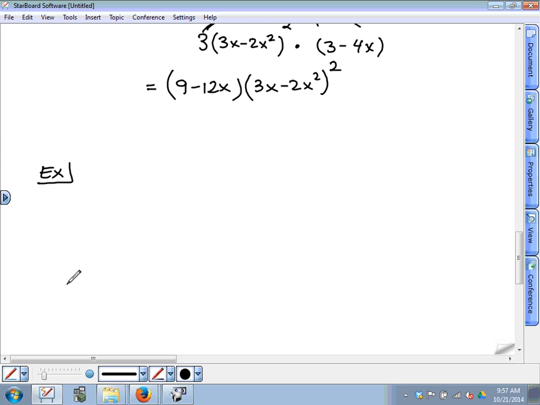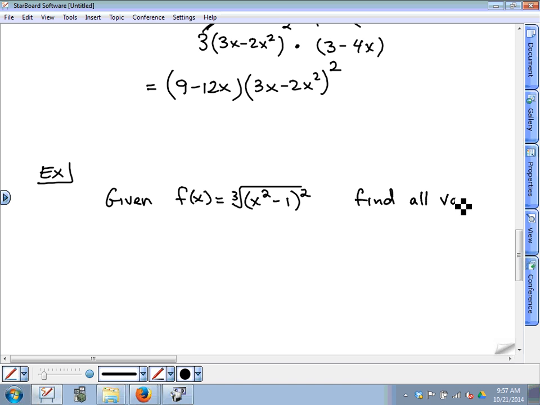Let's do a completely new example, because this is a little different. So given f of x equals the cube root of x squared minus 1 squared, find all values of x for which f prime of x equals 0.